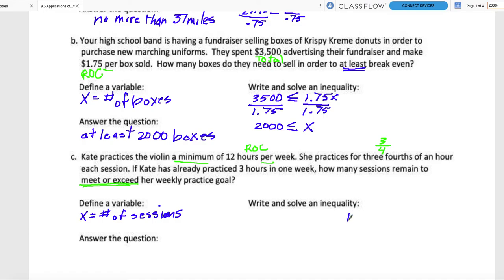Let's put that over here. So this was not the rate of change at all. This is, in fact, the total. So let's cross that out and erase it. 12 hours, this per just means 12 hours in that week. That's the total we're chasing. So let's change that. So now I'm looking for another rate of change that has to do with sessions.